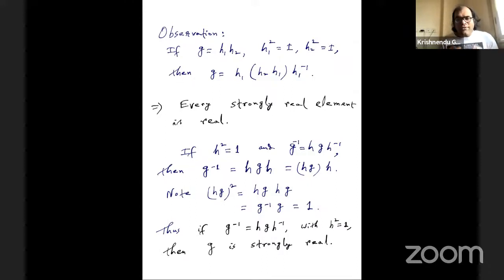Conversely, we can say that if g and g inverse are conjugated by an order 2 element, then it is a product of two involutions. But when an element is conjugate to its inverse by an order 2 element is not in general an easy question to deal with.